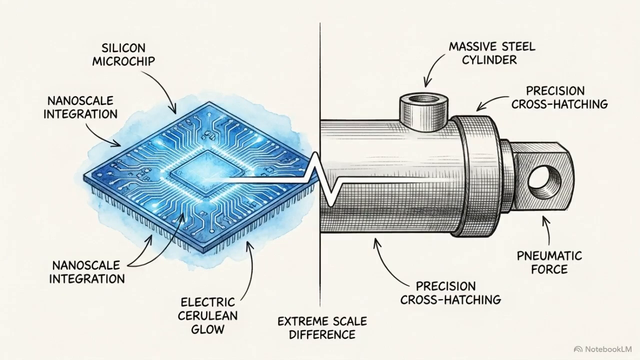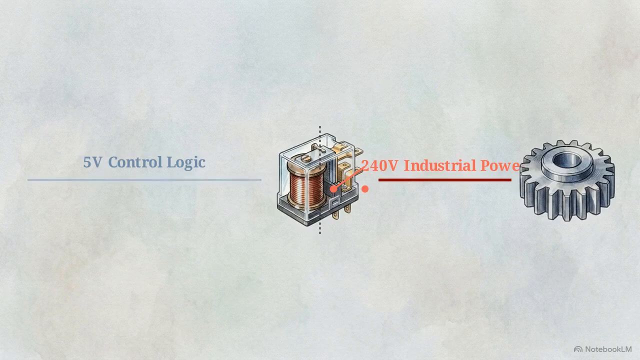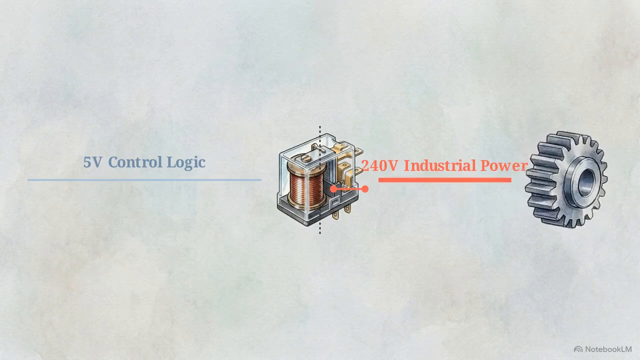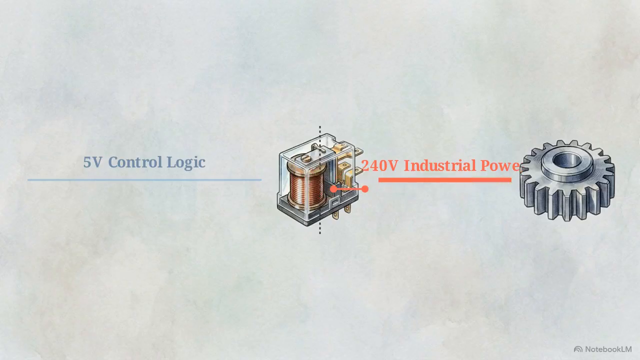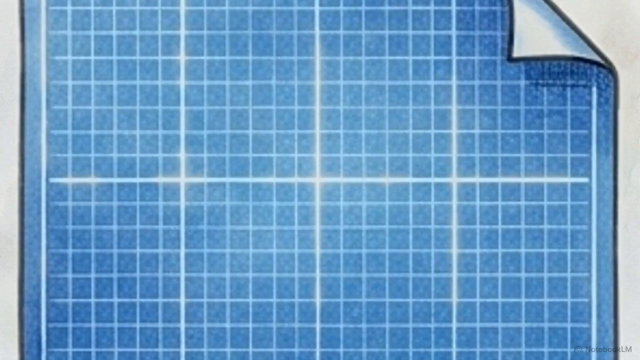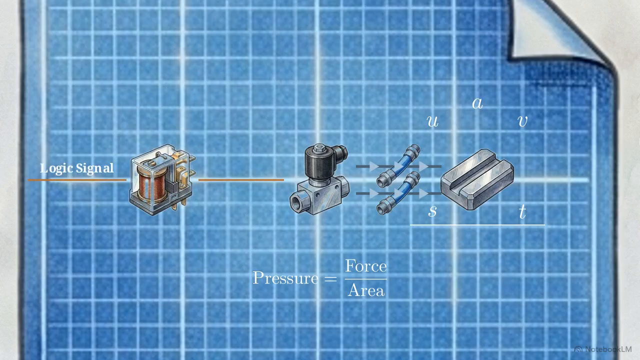Bridging the gap between that delicate computation and immense physical force is the core of mechatronics. It requires a system that can safely translate low-power logic into high-power mechanical action without blowing the fragile electronics to pieces. To see how this works, we are going to reverse engineer an automated system from the ground up. We will start by defining the physical motion, calculate the pneumatic pressure needed to drive it, and finally map the electrical relay circuits that control it.